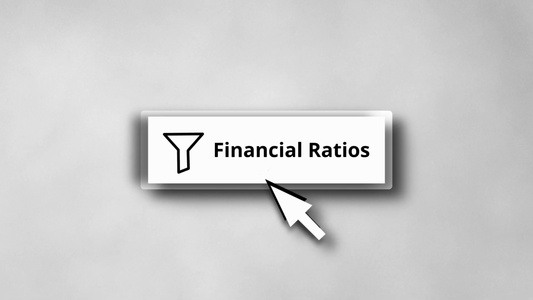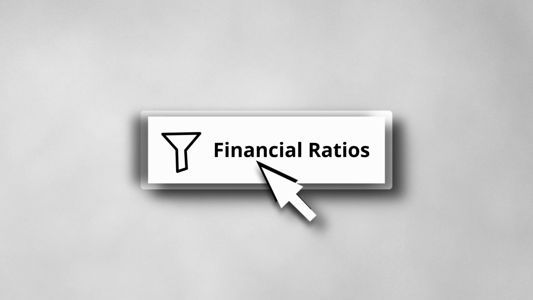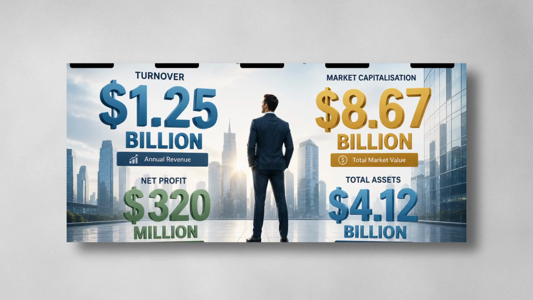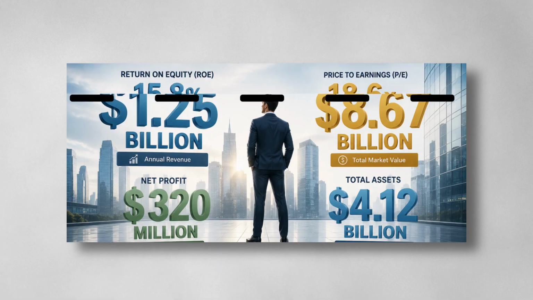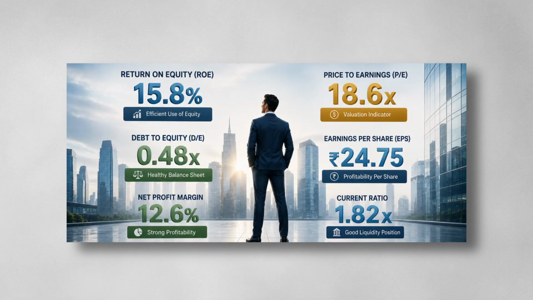So how do financial ratios actually pull off this magic trick? Think of financial ratios as your ultimate filtering tool. Instead of getting bogged down by raw millions and billions of dollars, ratios translate that massive wall of data into clean, manageable percentages, multiples, and proportions. They give you three massive advantages when you're analyzing the stock market.